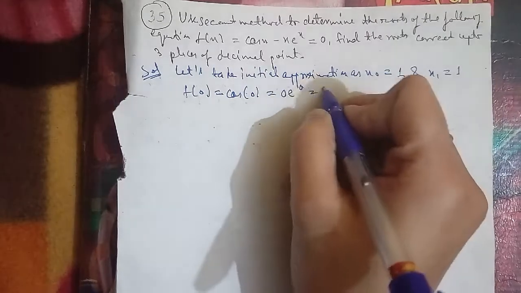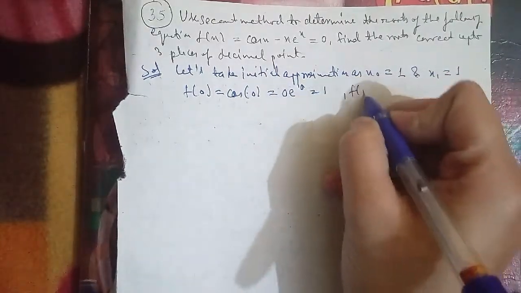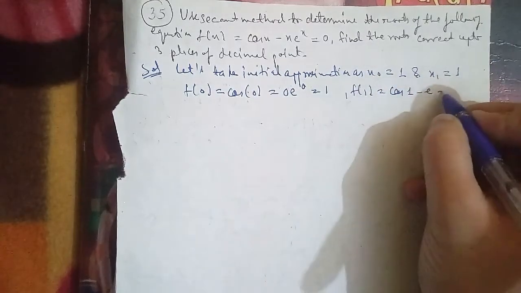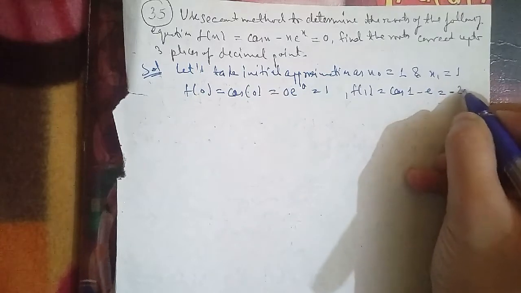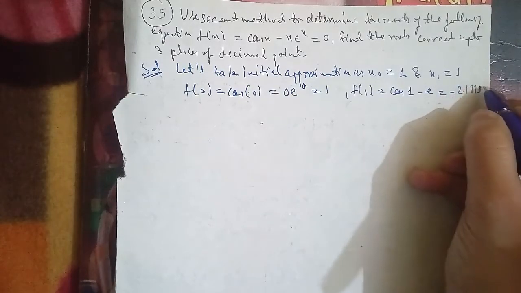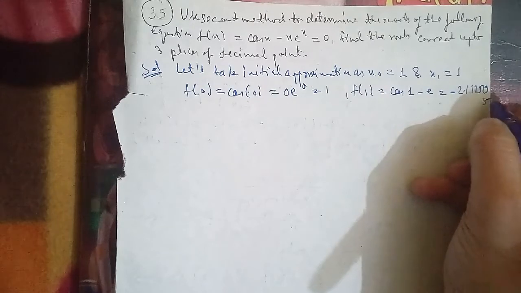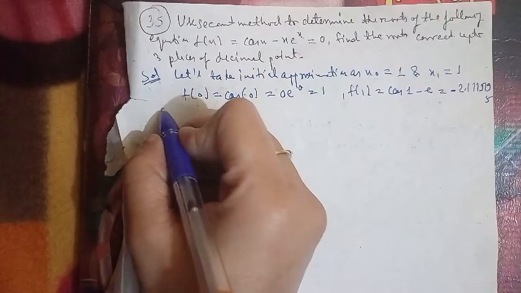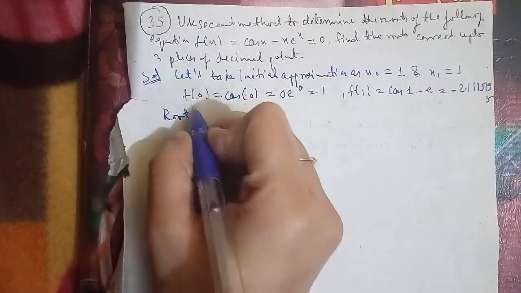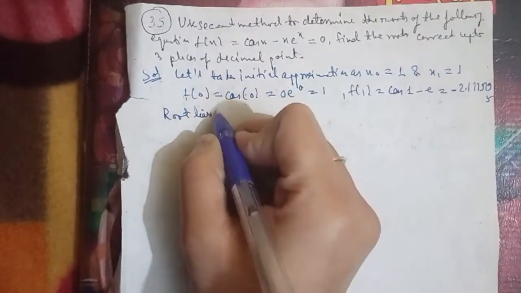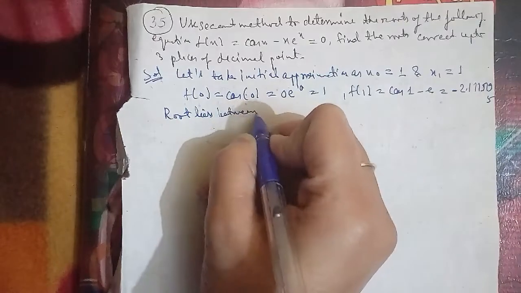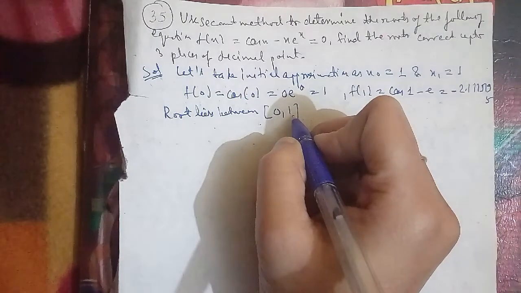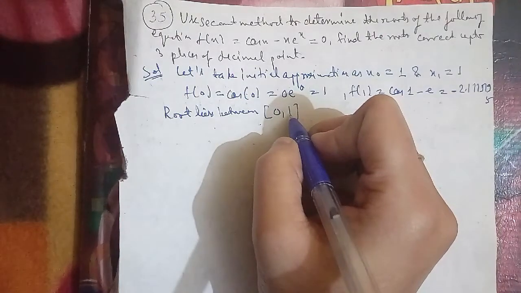equals cos 1 minus e, which is equal to minus 2.1779795. Now the root lies between 0 and 1. So in the following iterations, we will use the following recursive equation, which we have as follows.